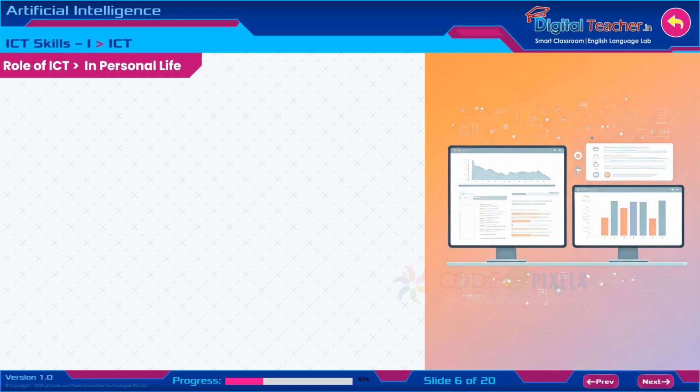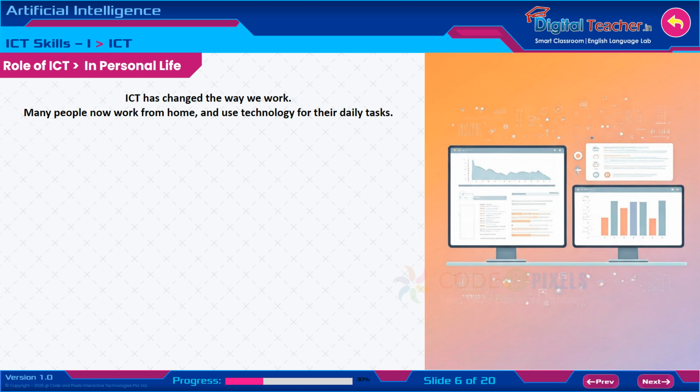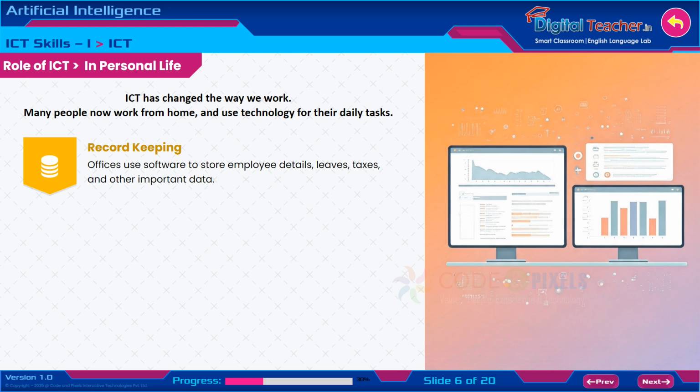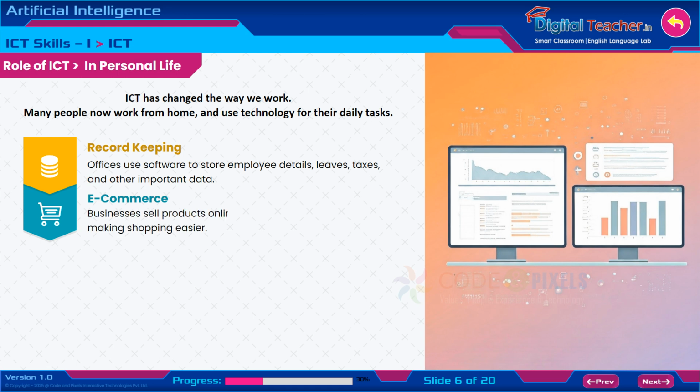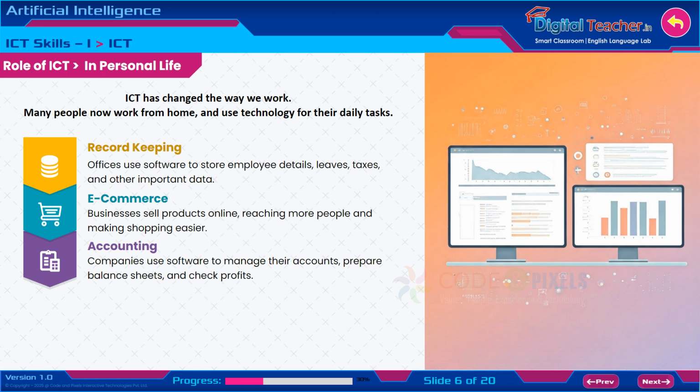In professional life, ICT has changed the way we work. Many people now work from home and use technology for their daily tasks. How ICT helps in professional life. Record keeping. Offices use software to store employee details, leaves, taxes, and other important data. E-commerce. Businesses sell products online, reaching more people and making shopping easier. Accounting. Companies use software to manage their accounts, prepare balance sheets, and check profits.